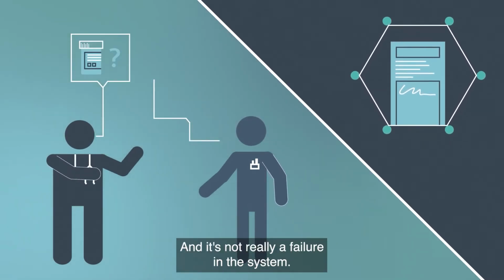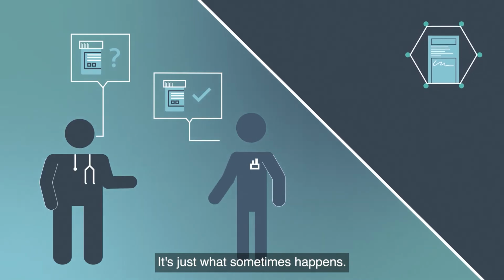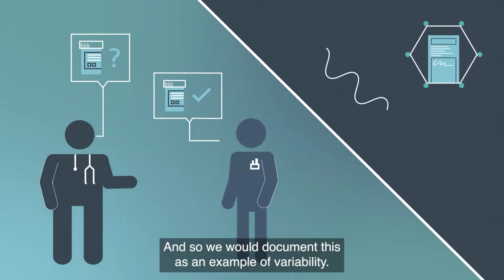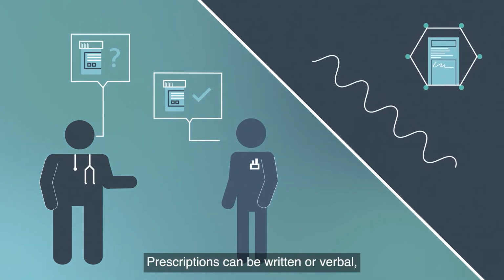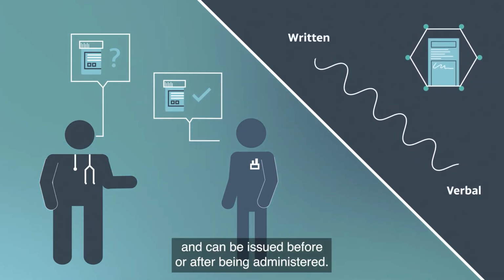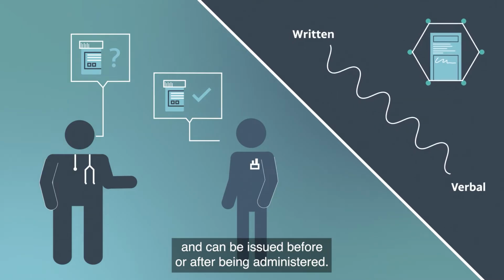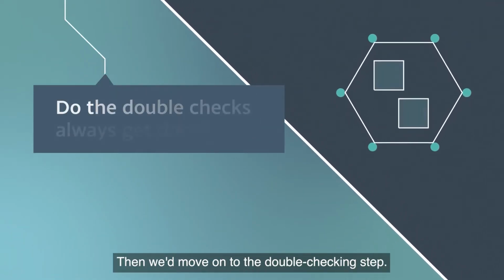And it's not really a failure in the system. It's just what sometimes happens. And so we would document this as an example of variability. Prescriptions can be written or verbal and can be issued before or after being administered. Then we'd move on to the double checking step.